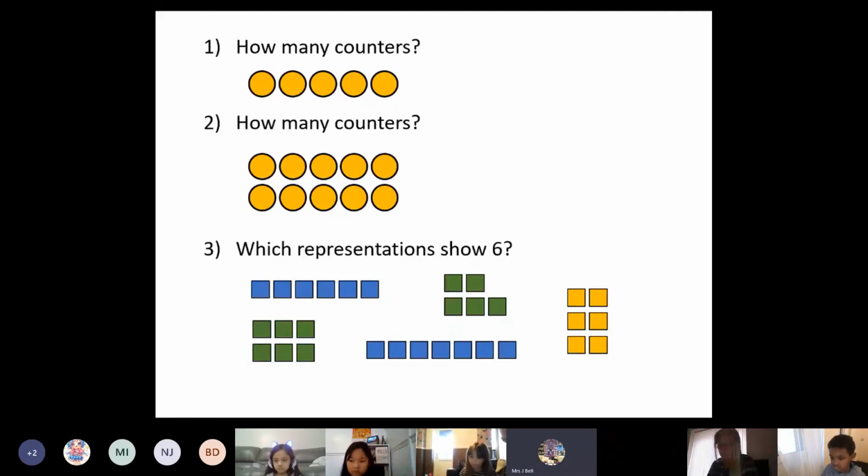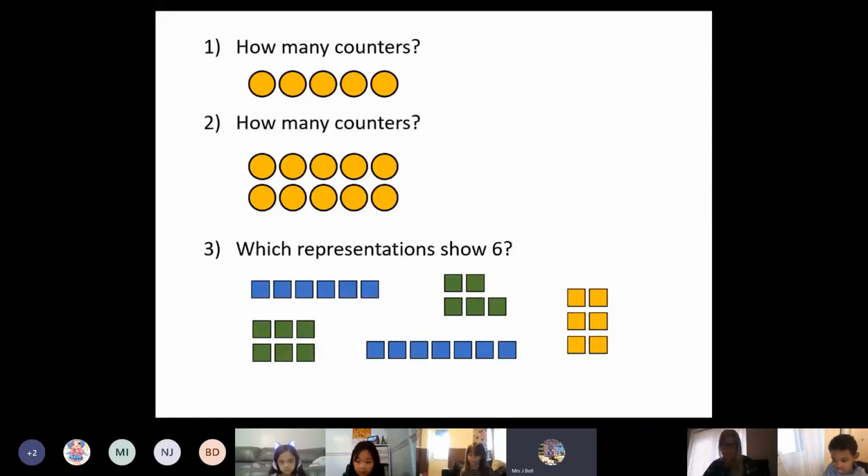Okay, so very quickly, you can type in the chat box the answers. Question 1, question 2, question 3. All you need to do is put number 1, dot, and then write the answer somewhere there in the chat box.